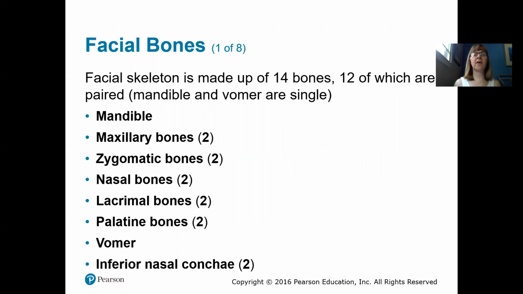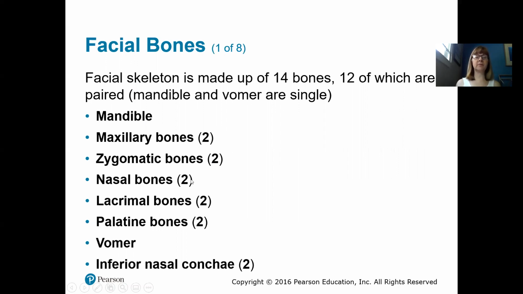And here we have 14 bones altogether. And 12 of them are paired, so that helps out a little bit. And you've got your mandible, which is your lower jaw, so that's easy to remember. Then you've got your maxilla, which is the main face bone. That's your upper jaw. There's one on the left and right. Your zygomatic bones, which are your cheekbones.